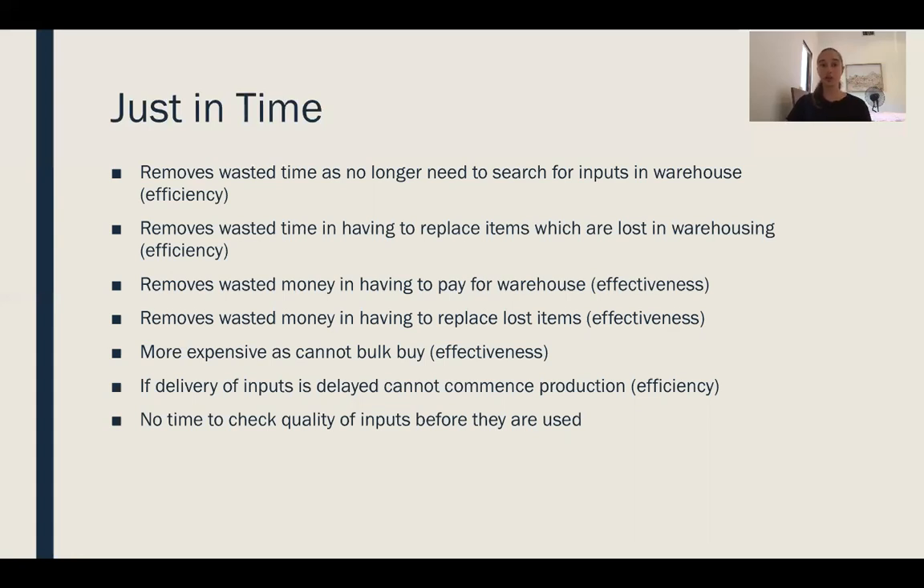The final issue with just-in-time is that there's no opportunity for the business to check the quality of the inputs before they're used. So if there's any defective inputs, that's likely to affect the quality of the final output, which may mean that the product may need to be replaced as it may be defective. Whereas if a product is delivered and is sitting in a warehouse prior to production, the business can check that it's of a high enough quality for production.